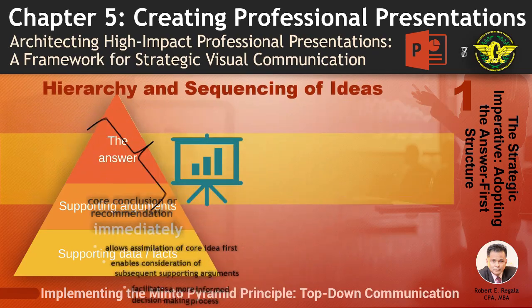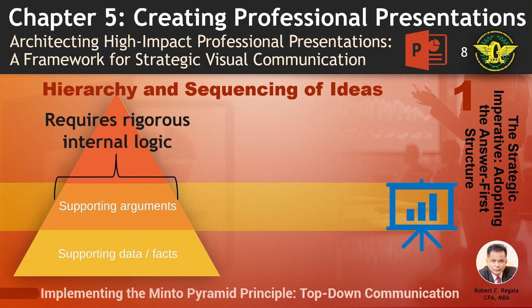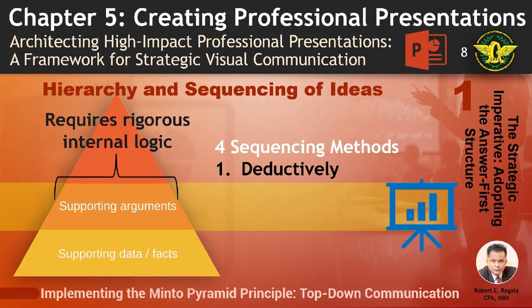The organization of supporting thoughts, forming the middle layer of the pyramid, requires rigorous internal logic. Minto identifies 4 principal sequencing methods for these arguments, ensuring they maintain logical order. 1. Deductively, presenting the premises of an argument before its supporting conclusion.